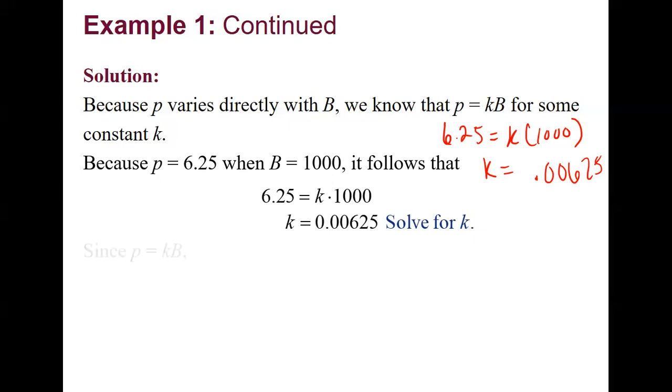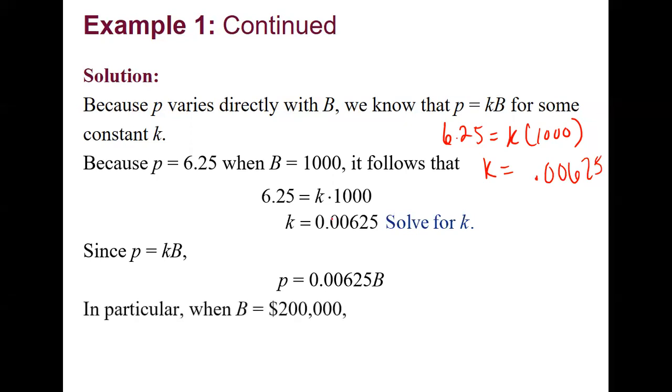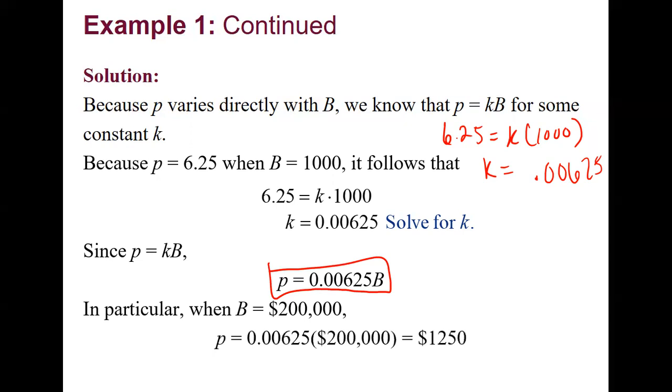So now that you have your K, you can now write your equation. So now we know that our equation is P equals 0.00625 times B. And now it wants to know if I have a loan for $200,000, can I calculate what my monthly payment will be or approximate? Yes, I can, because I now have my B value. So in order to do that, I have B equals 200,000. So I'm going to plug it in. I now have the equation. I plug it in. And so my monthly payment is going to be $1,250.